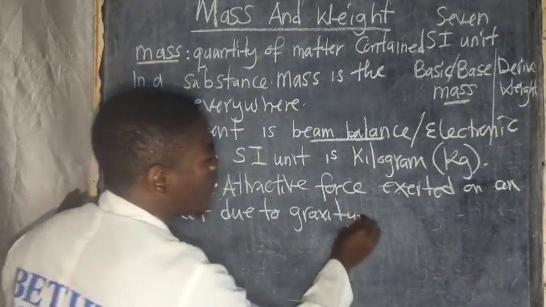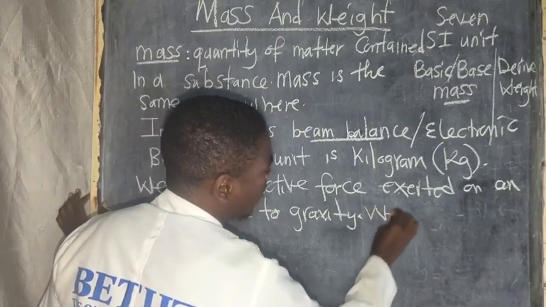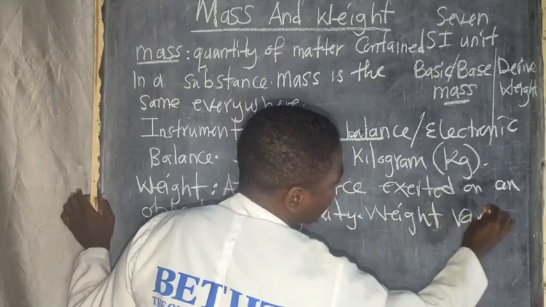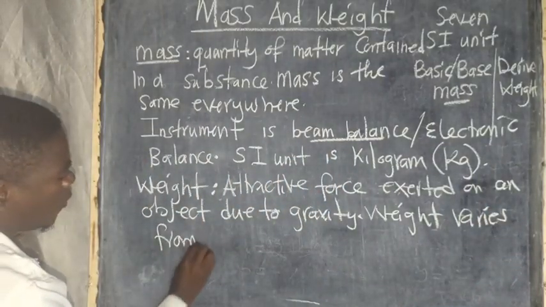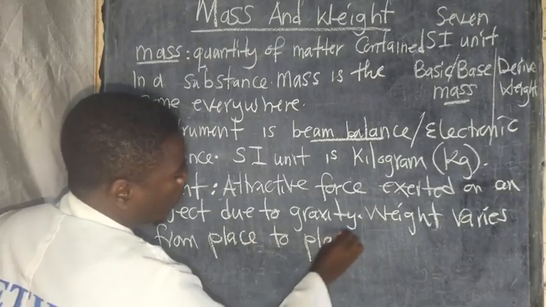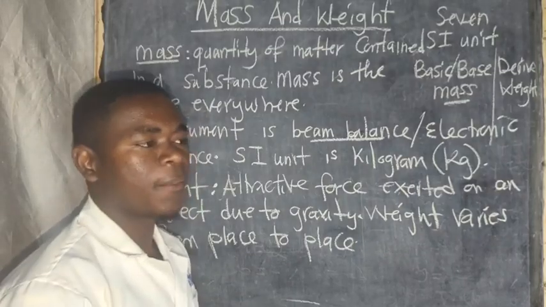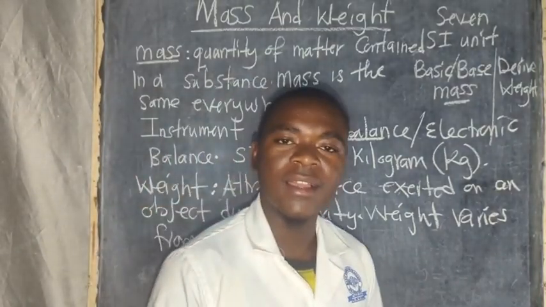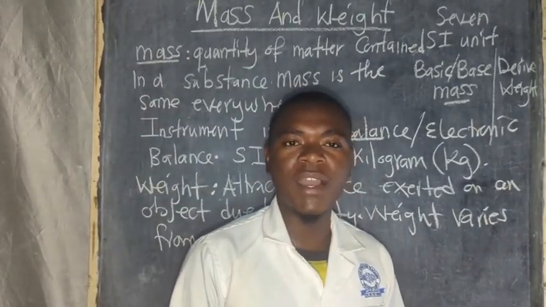This is the reason why weight gets to vary. So this is the reason why weight varies from place to place. From where? From place to place. Weight is going to change. Weight is never the same. When you go to the moon, there is a specific weight that is there. When you are on the earth, you get to have a weight.